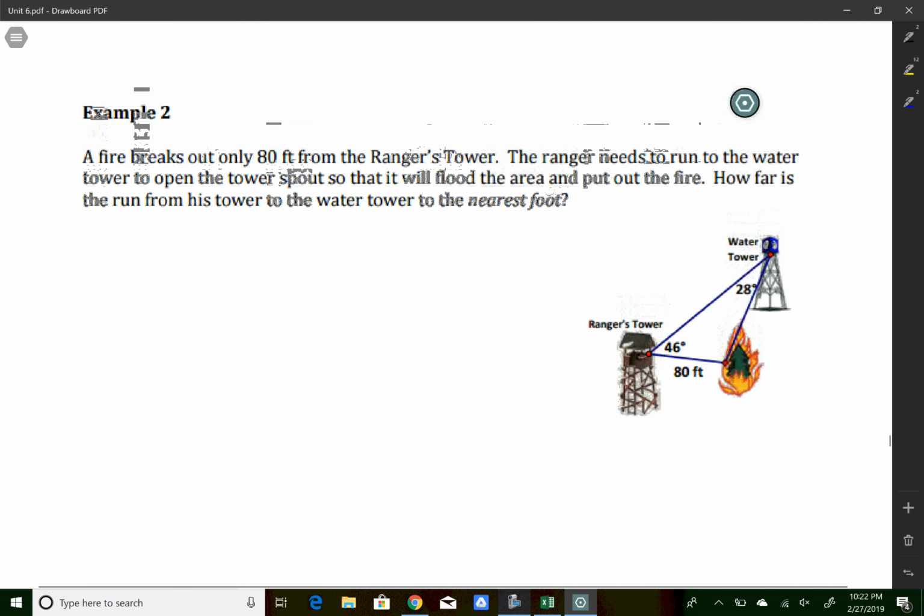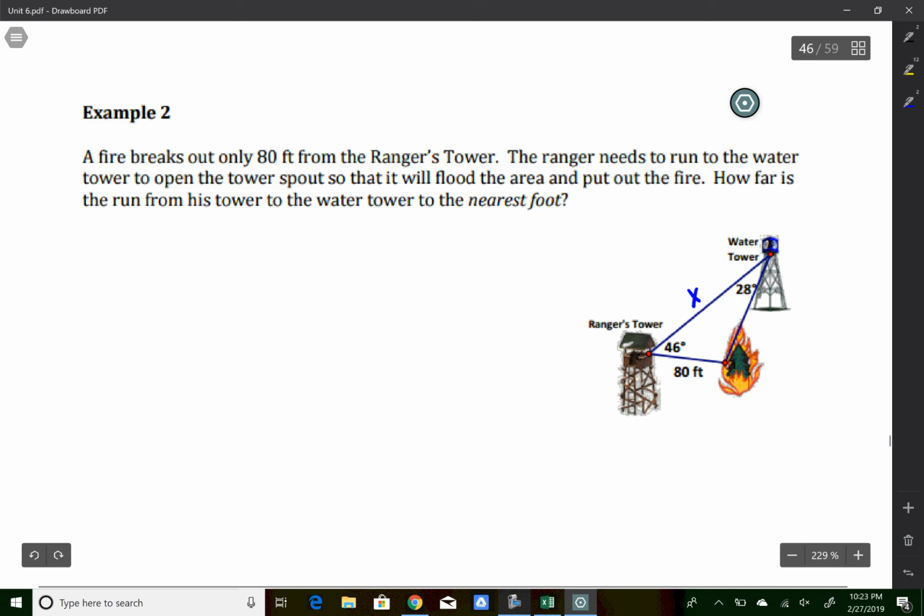So here's my famous water tower question. I do this question every year. It's the same idea here that we've been looking at, but we do have to do a little bit of thinking here. So it says a fire breaks out 80 feet from the ranger tower. The ranger needs to run to the water tower to fill up a spout, and we want to be able to flood and put out a fire, right? How far is the run from his tower to the water tower?